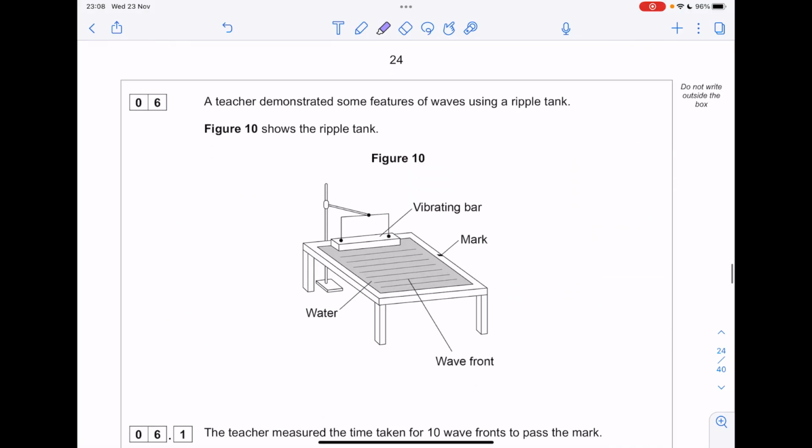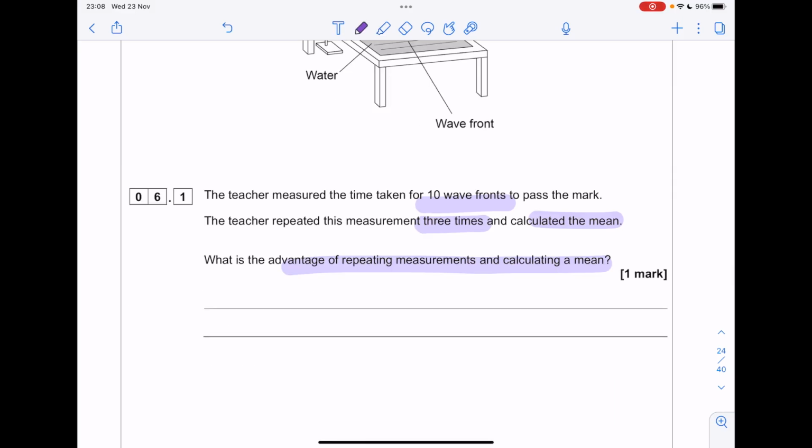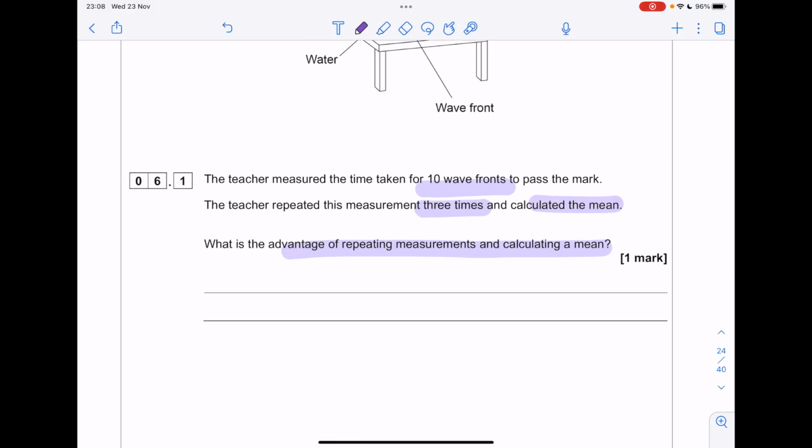A teacher demonstrated some features of waves using a ripple tank. Figure 10 shows the ripple tank. The teacher measured the time taken for 10 wave fronts to pass the mark. The teacher repeated this measurement 3 times and calculated the mean. What is the advantage of repeating measurements and calculating a mean? Well, it allows you to gain a more accurate mean or to reduce the effect of random errors.